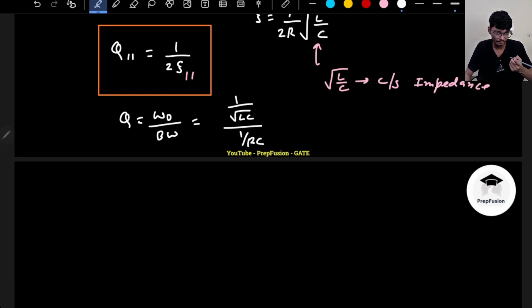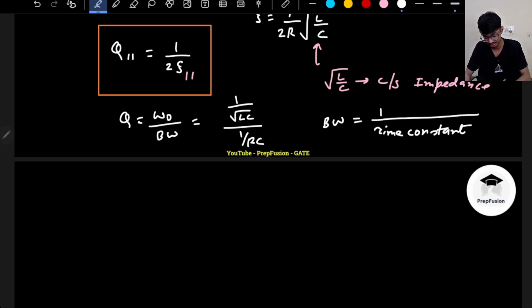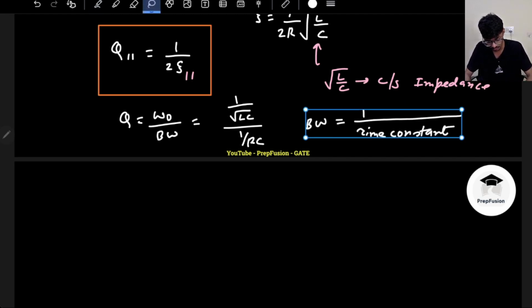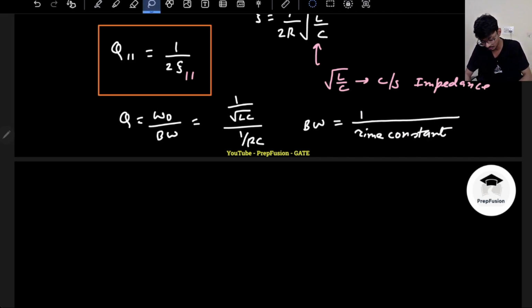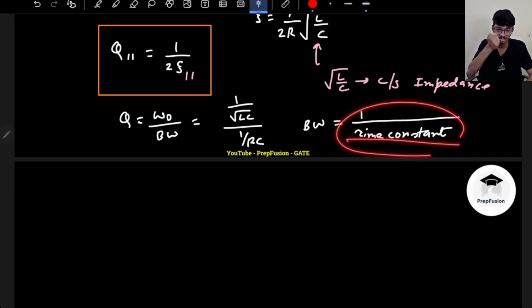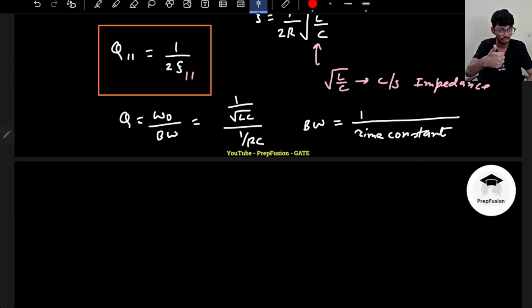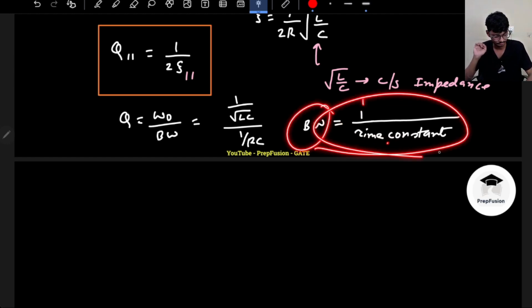So how do I remember bandwidth? For a first order circuit, bandwidth is actually equal to the inverse of the time constant, tau. Okay, I'm just talking about high level things here. Bandwidth has a unit of what? Bandwidth is frequency, right? And this time constant has a unit of second. So 1 by second will be the unit of frequency. So that's how I used to remember that bandwidth is equal to 1 by time constant.